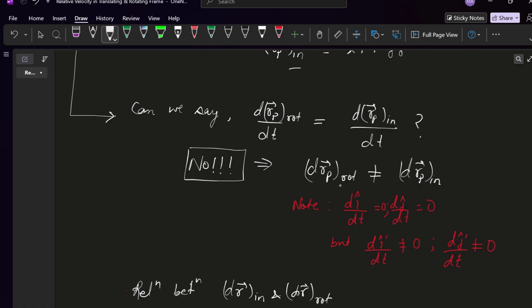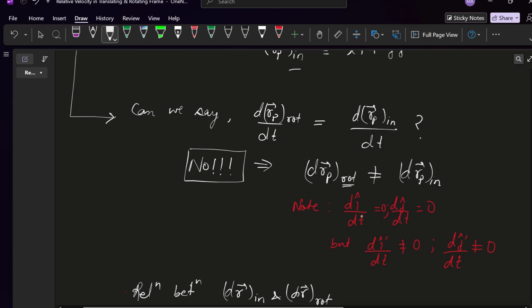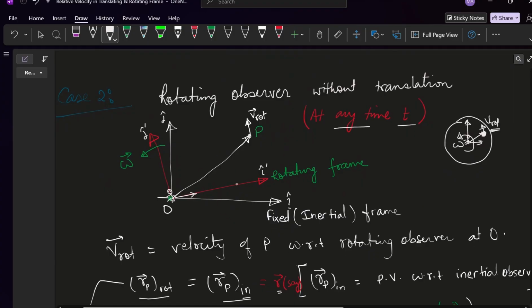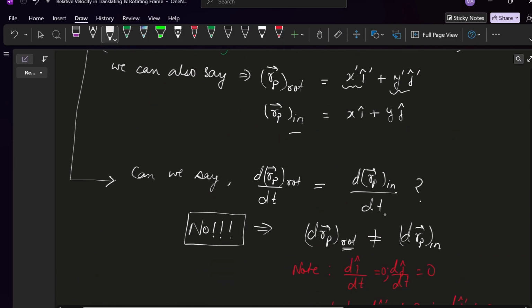dr_p in the rotating frame, I'm writing rot, is not equal to dr_p in the inertial frame. And here I can also say that di by dt, this is a constant unit vector. If you take the derivative, it will be 0. But di cap dash by dt is not 0. You see, di cap dash after some time will be here, right? And j cap dash will be here. So its derivative won't be 0. So this vector keeps on changing. Its direction keeps on changing.